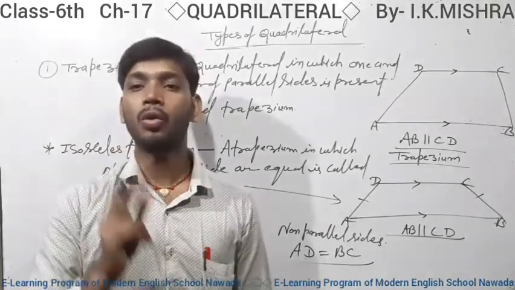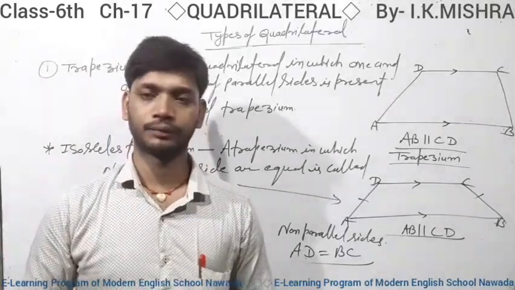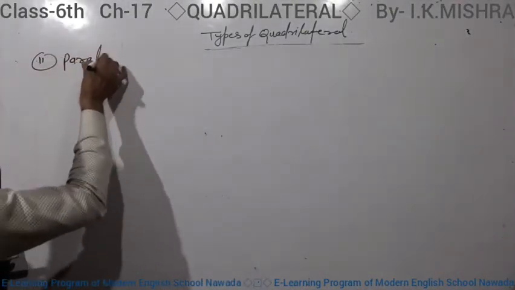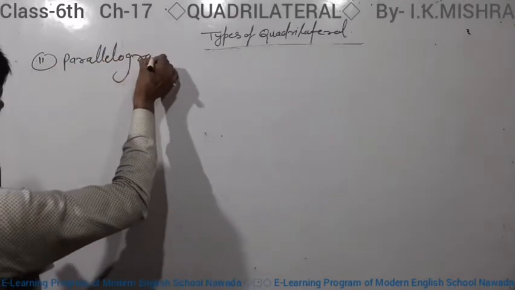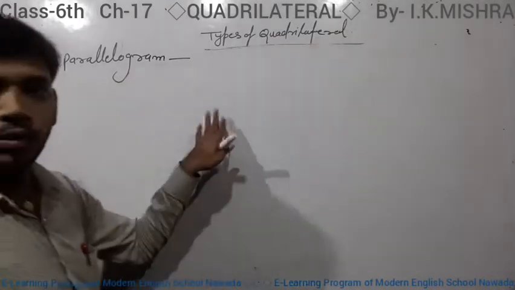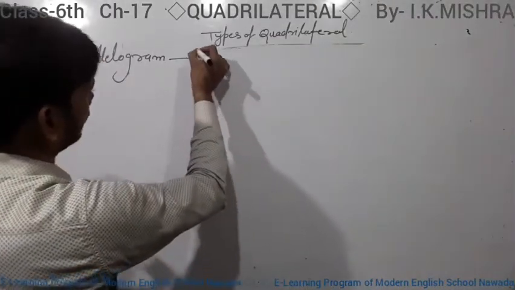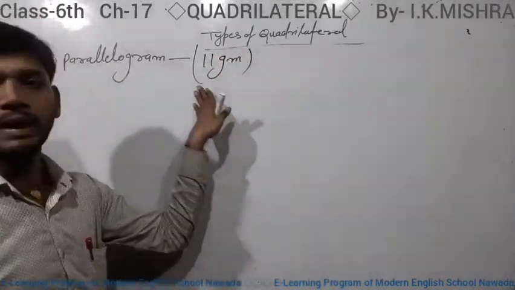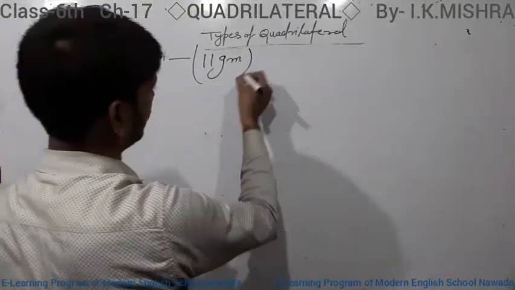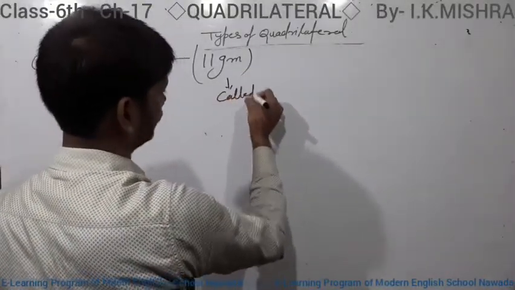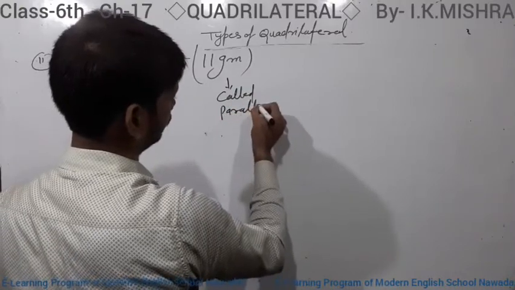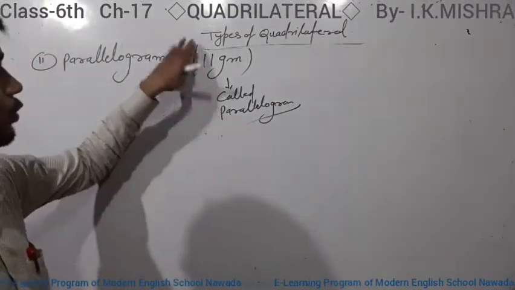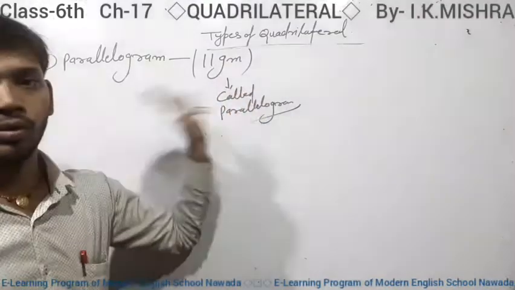Now students, proceed to know another type of quadrilateral, parallelogram. Friends, parallelogram is also written with this symbol, parallel lines and GM. This is known as parallelogram. I think you understand. This symbol is used as the abbreviated form of parallelogram.